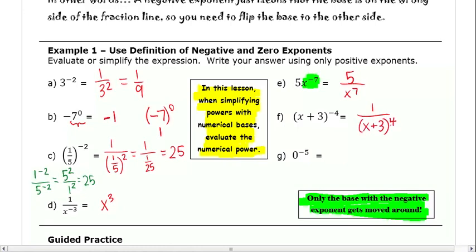And finally, tricky one, letter G. Let's see what happens here. If we have 0 to the power of negative 5, that would be the same thing as rewriting it in the denominator of the fraction. And hopefully we're realizing, hey, we can't have a 0 in the denominator of a fraction. This is undefined.